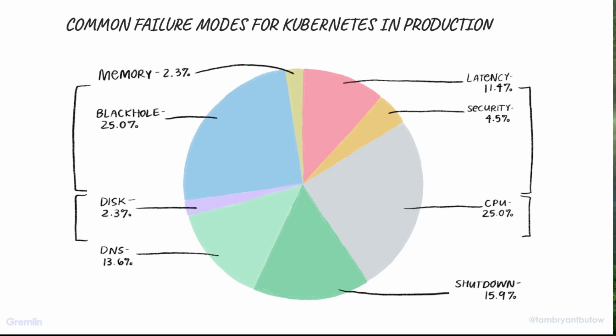So is this surprising to you? Did you think that CPU issues would cause a large number of failure modes in Kubernetes when you're running it in production? What about black hole?